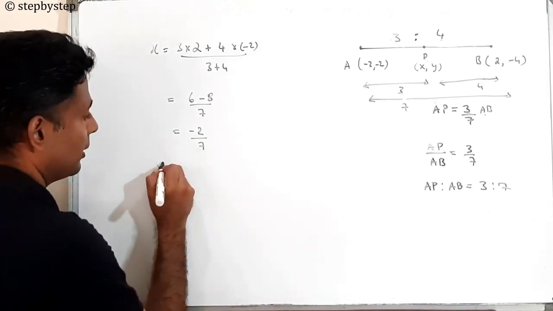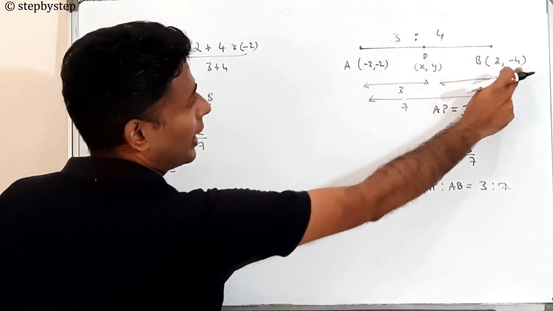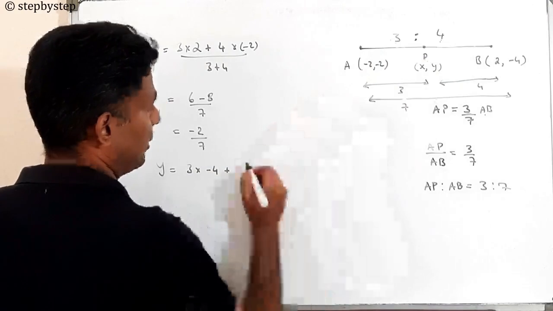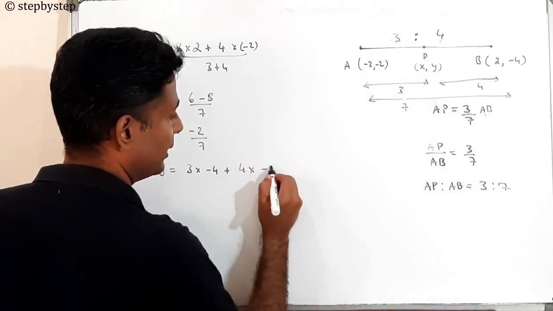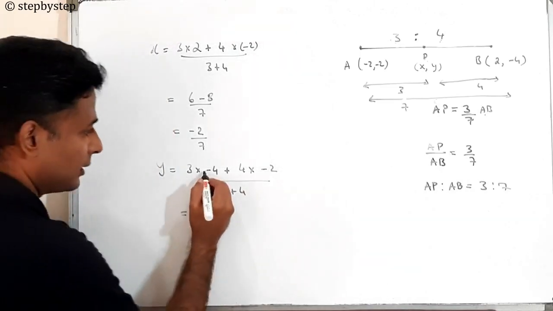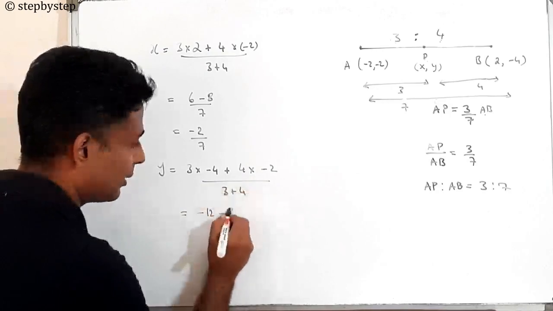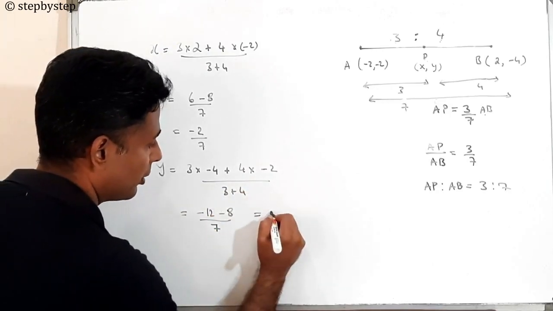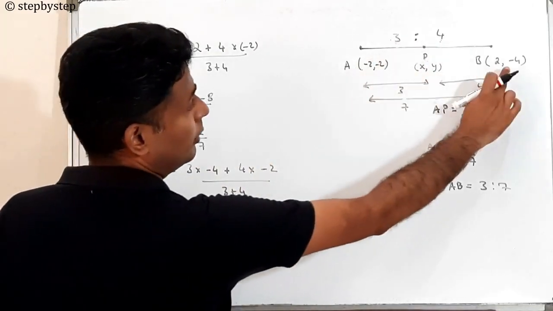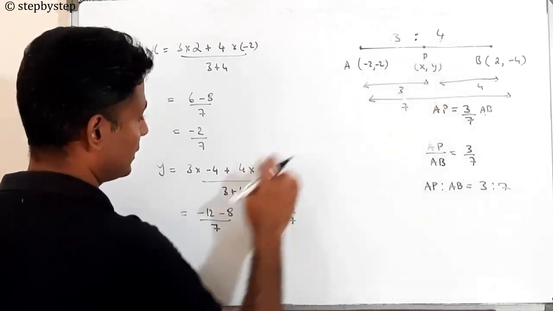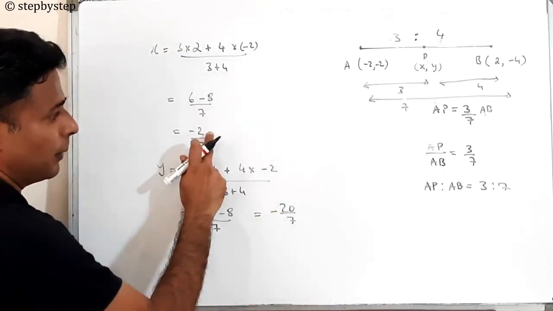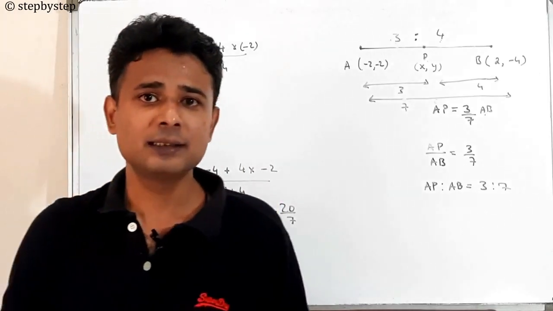So this is correct. Now similarly, y coordinate: m into y2, 3 into -4, plus n, that is 4, into y1, that is -2, by m plus n, that is 3 plus 4. So next is (3 into -4, that is -12, minus 8) by 7. So we get -20 by 7. Again we have got a fraction, so I'll double check. 3 into -4 plus 4 into -2 by 3 plus 4. So everything is correct, which means these are the coordinates, -2 by 7 and -20 by 7.